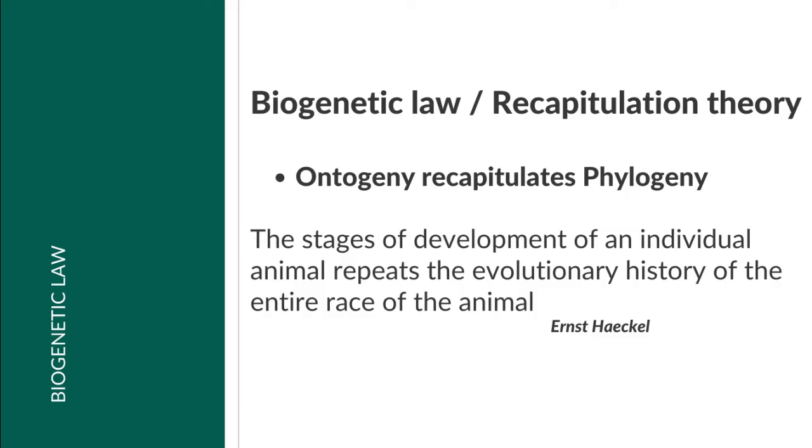Biogenetic law or recapitulation theory was given by Ernest Haeckel. According to this theory, ontogeny recapitulates phylogeny. What is ontogeny? Ontogeny is the origination and development of an organism. What is phylogeny? Phylogeny is the history of evolution of species. The stages of development of the individual animal repeats the evolutionary history of the entire race of the animal.